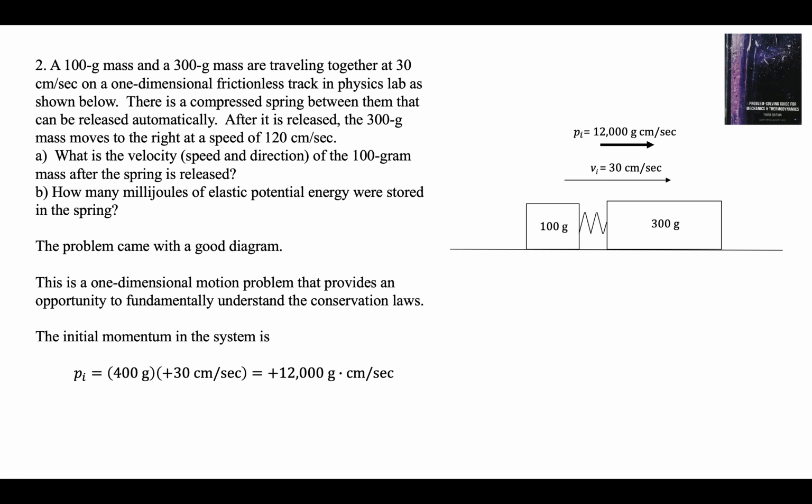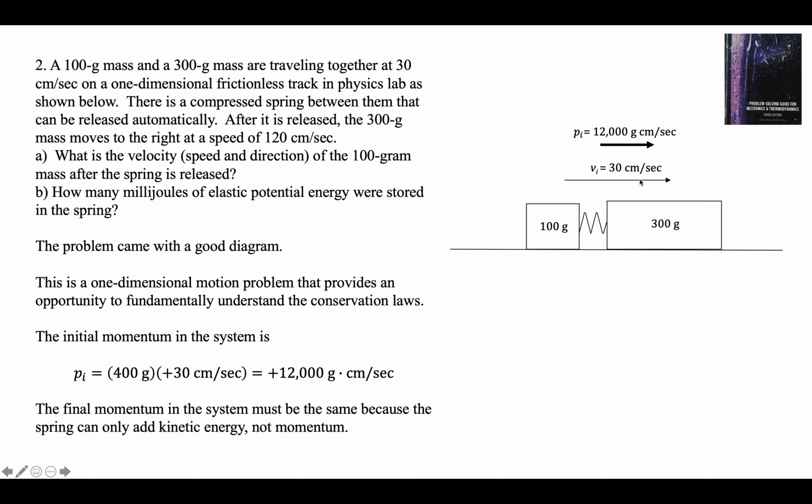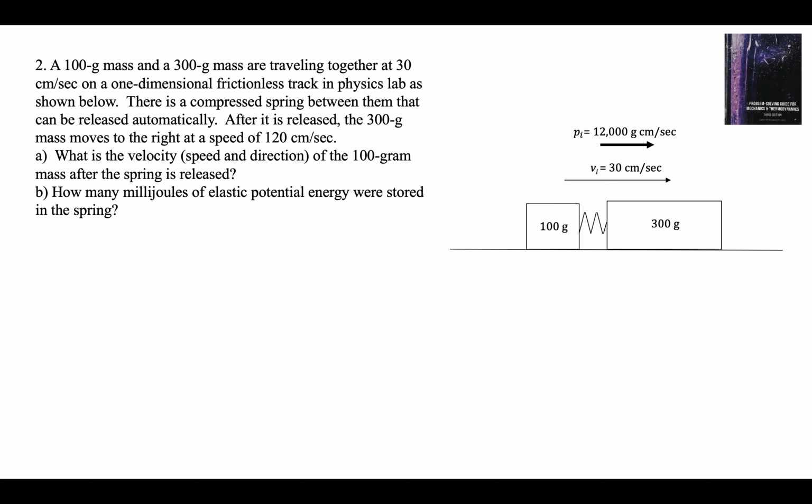Let's put that in the diagram. 12,000 gram centimeters per second. And let's make the momentum vectors bold so we don't mix them up with the velocity vectors. The final momentum of the system is the same. The spring can't add momentum. It can add energy. It can convert its elastic energy to kinetic.